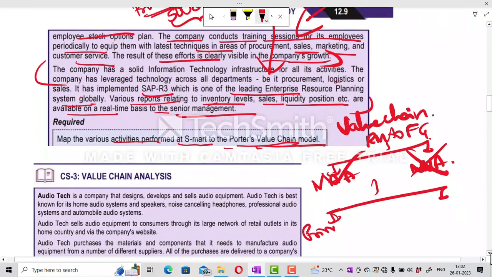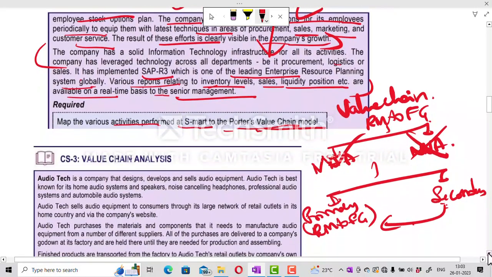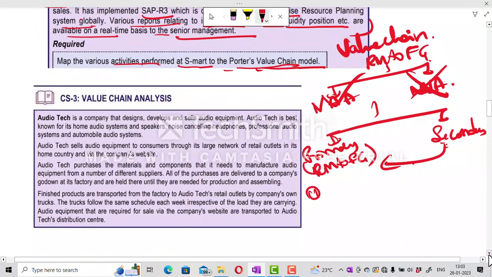Primary, secondary. Primary activities means manufacturing, converting the raw material into finished goods. Secondary activities means activities supporting the primary activities are the secondary activities. And we have 5 primary activities.